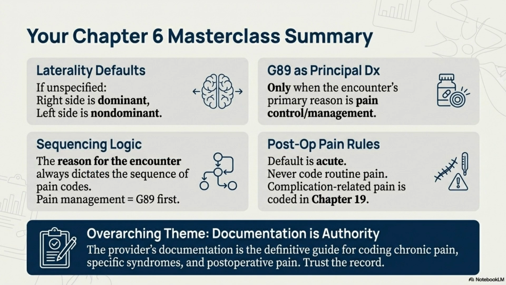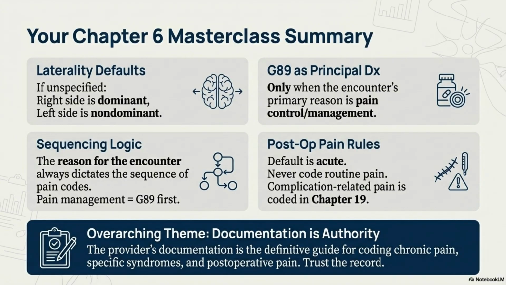To wrap things up, here are the big takeaways from Chapter 6. Laterality defaults. Just remember, right defaults to dominant, and left defaults to non-dominant. Easy rule, big impact. G89 as the principal diagnosis. You'll only use a G89 code first when the visit is truly for pain control or pain management. Sequencing. Always let the reason for the encounter guide your sequencing.